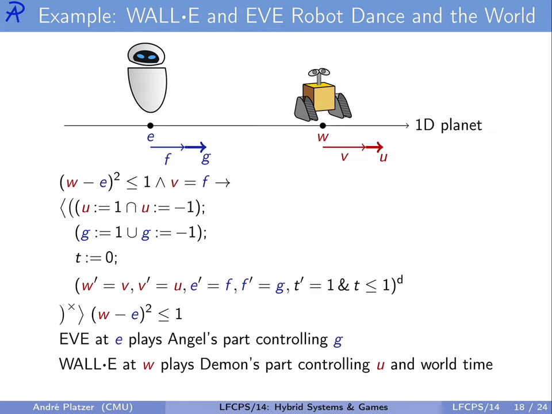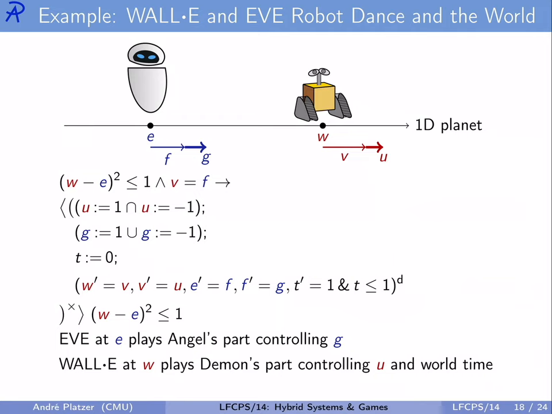Notice what we've done here is actually something quite interesting. Even if at first it looked like a two-player game of Wally versus Eve doing a robot dance, you can also look at it as there's Wally and Eve and the world around them, which is supposed to control the passage of time. But when Eve plays Angel's part, controlling her choice, then she can conservatively assign the world's decisions, in terms of how long to follow an ODE, to her opponent Demon, who is controlling the world time, even if as far as I know Wally isn't exactly controlling the world time, because that will make sure she conservatively wins even if the world time is not exactly resolving in her favor.